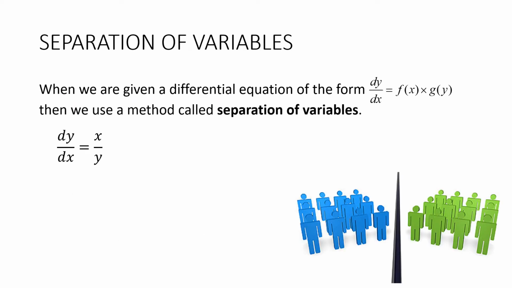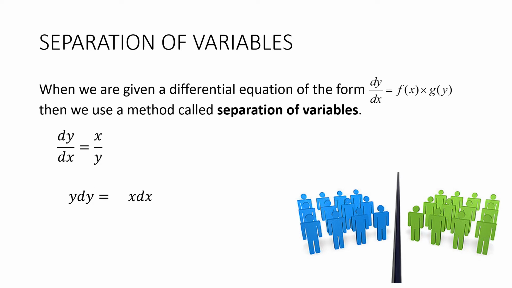Now when we're given a differential equation of the form dy/dx is equal to a function of x multiplied by a function of y, we use a method called separation of variables. It's a really cool technique. So have a look at this question here. If we write it like this, you can see that it is a function of x multiplied by a function of y. Now what we do is get the y variables together and the x variables together by cross multiplying.